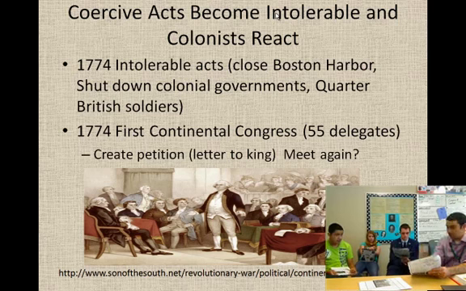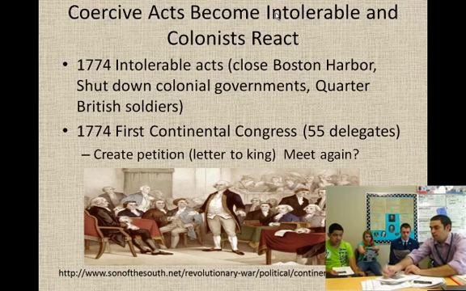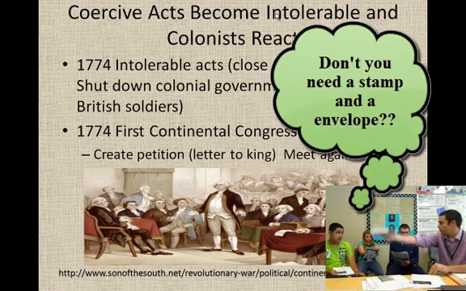So they write the king a letter saying, "Hey, we have the right to life, liberty, and you protecting our property. And these intolerable acts just aren't working for us." So they write him the letter, "King, we have rights, blah, blah, blah." They fold it up and they send it to him, put it in the mail. It goes in the boat overseas.